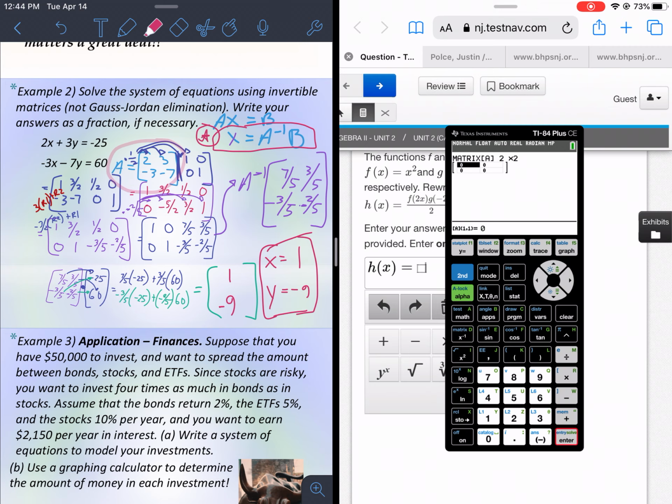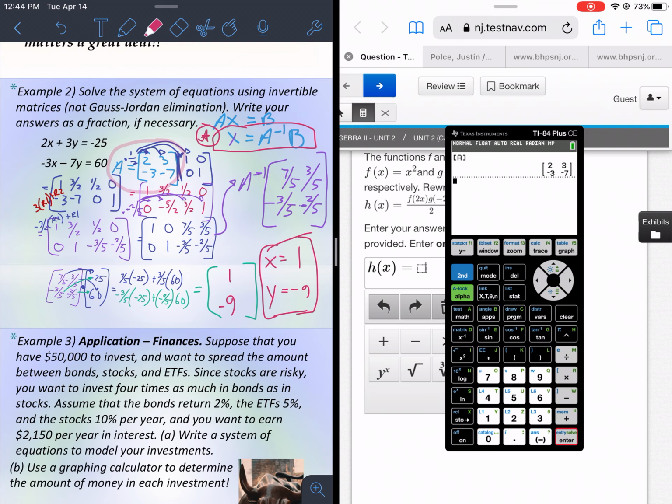And now I can enter 4 different values. If you look to the left, my matrix of coefficients is 2, 3, negative 3, negative 7. That is now my matrix A. If I quit out of this and then press second matrix again, now you can see that matrix A is a 2 by 2. Press enter, and we have 2, 3, negative 3, negative 7.